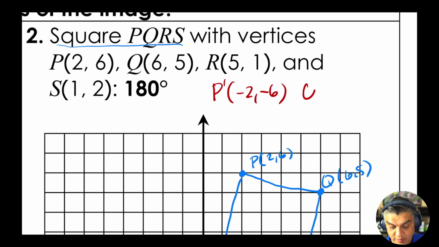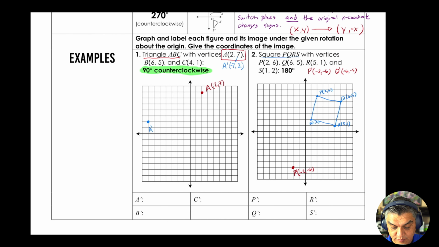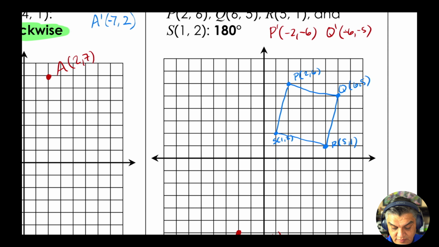So Q prime would be what? Q is 6, 5. So Q prime would be -6, -5. Let's put that. Oops, sorry. 1, 2, 3, 4, 5, 6. 1, 2, 3, 4, 5. So there's my Q prime.